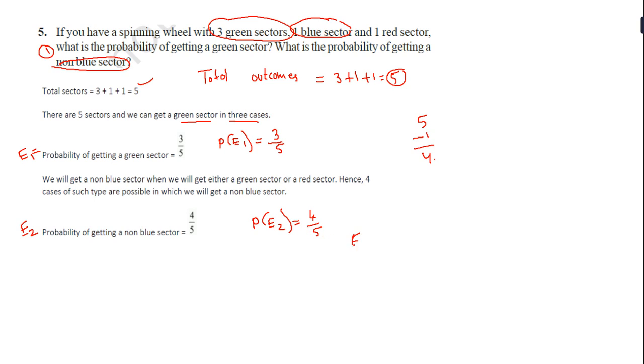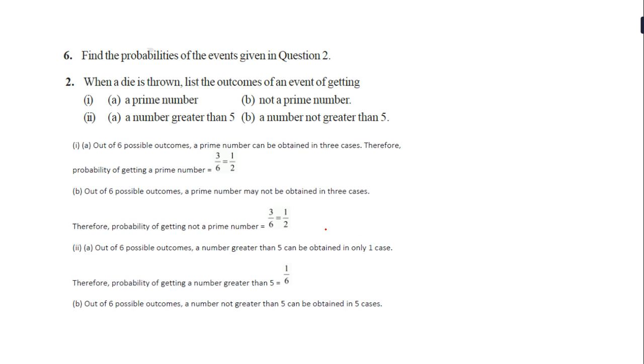So exercise 5.3, mostly all sums we have completed. Now still one question remains, that is question 6. Find the probability of the events in question number 2. When a dice is thrown, list the outcomes. Total how many outcomes are there? 6 outcomes, which are 1, 2, 3, 4, 5 and 6.